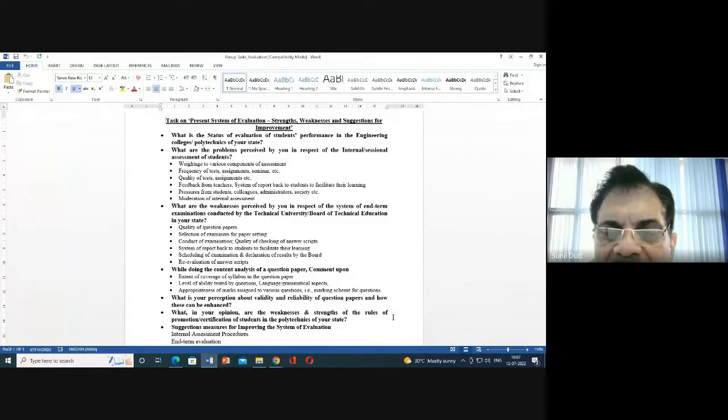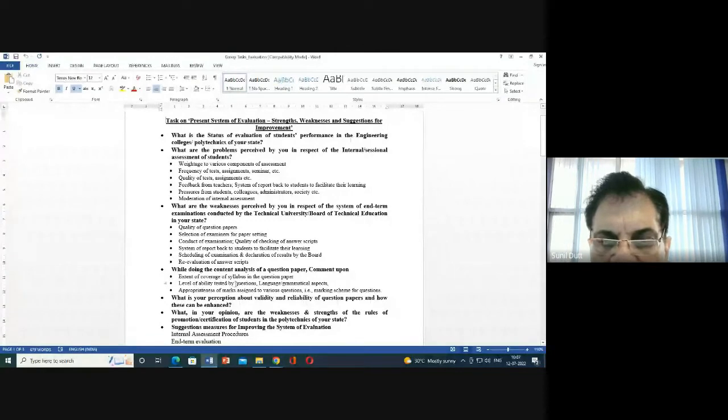Second is: what are the weaknesses perceived by you in respect of the system of end term examination which is conducted by technical university or the board of technical education in your state as the case may be. Then quality of question paper, selection of examiners for paper setting. You might be knowing about how the examiners are selected. Conduct of examination, quality of checking of answer scripts, system of report back to students to facilitate their learning, scheduling of examination, declaration of results by the board or the university, re-evaluation of answer scripts.